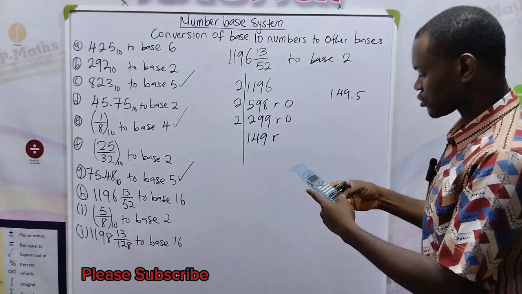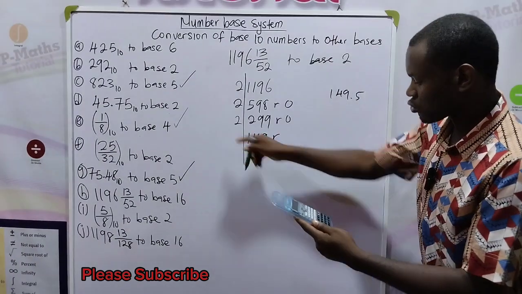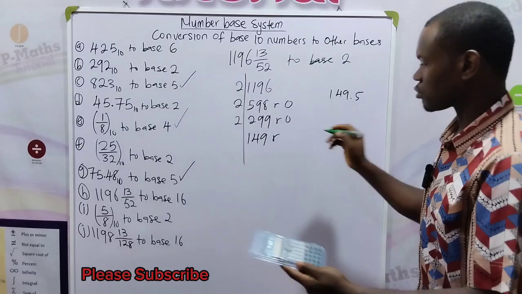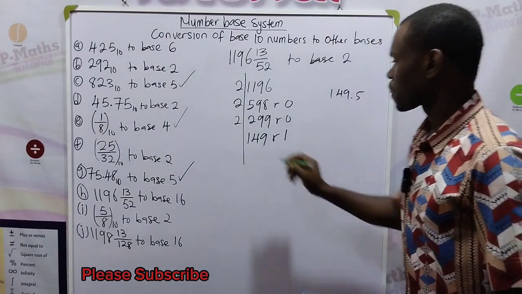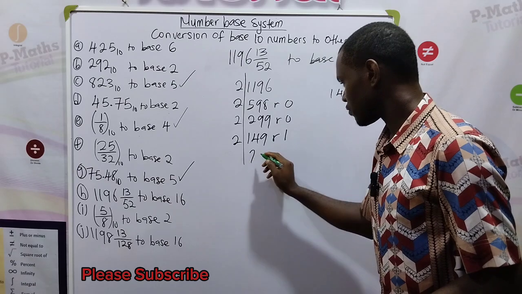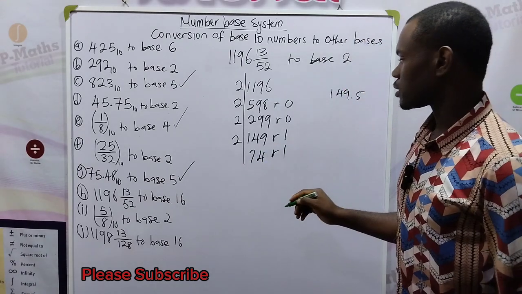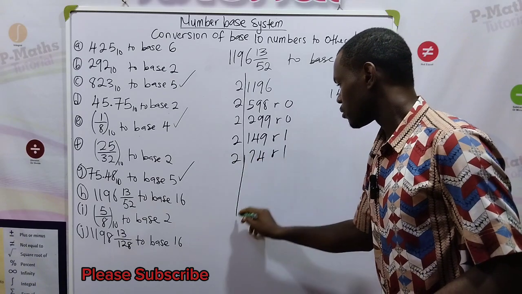Simply press 0.5, this decimal part only, that is 0.5 times 2. You have 1. So my remainder is 1. Then divide again. When we divide 14, we have 7. Divide 9, you have 4, remainder 1. Okay.